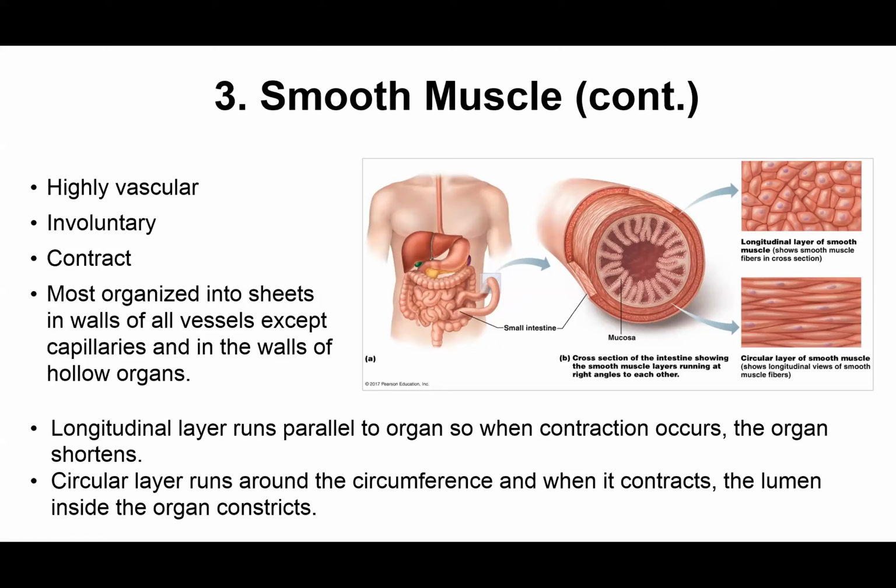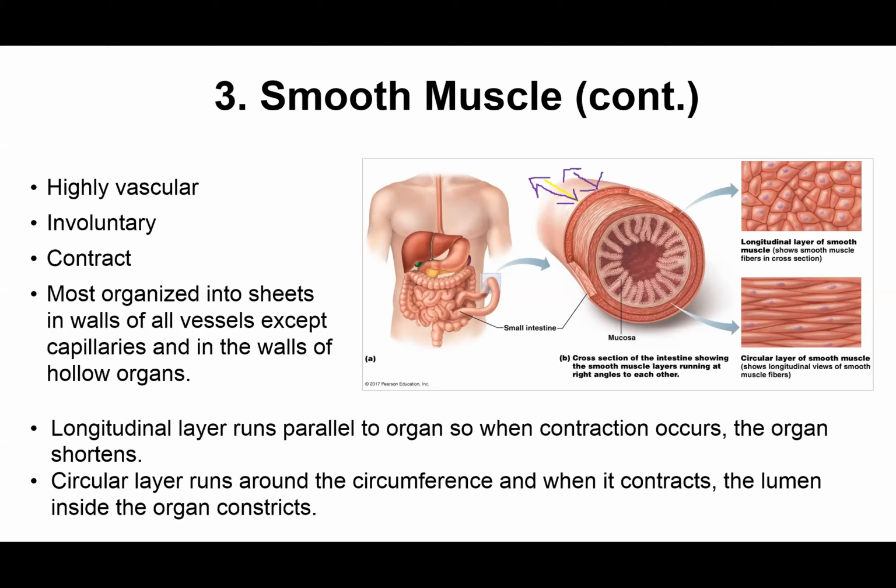So we have one layer called the longitudinal layer, which is going to run parallel to the organ. So when the longitudinal layer contracts, the organ itself as a whole is going to become shorter. Okay, so the longitudinal layer, the fibers would run in this direction, along the length.